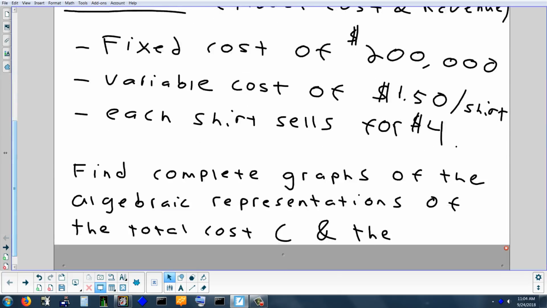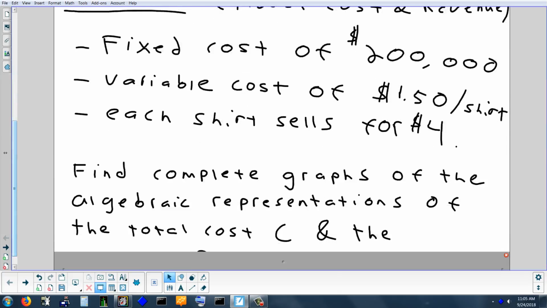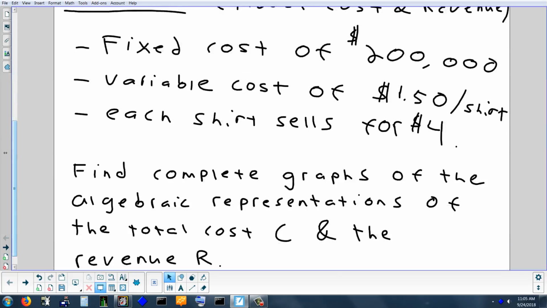Okay, so we're going to make two graphs. The first graph is going to represent the company's costs, and the second graph is going to represent their revenue. Now remember, revenue isn't necessarily profit. Revenue is just money that they take in. Cost is money they spend out to make the product.